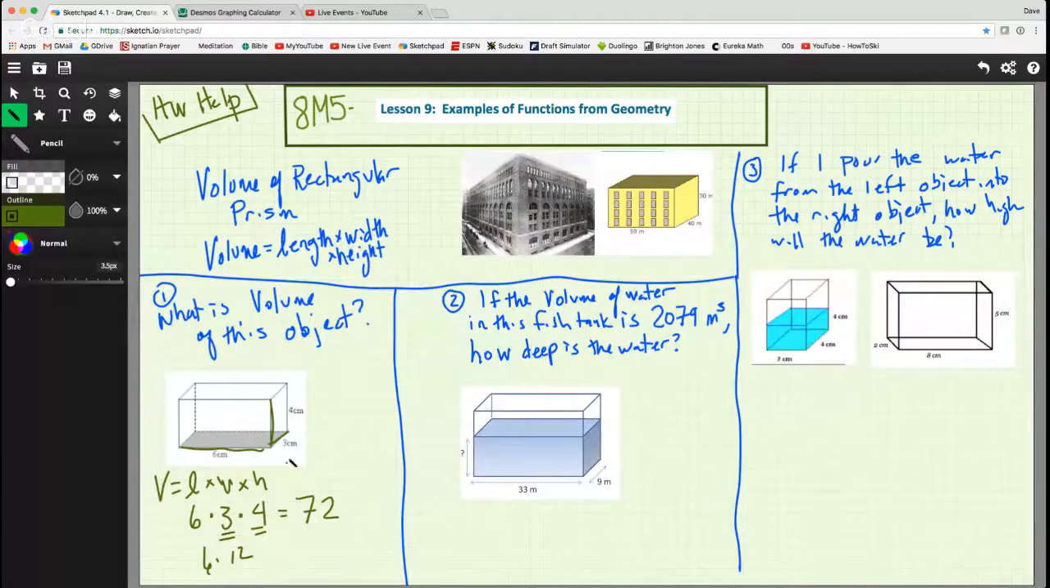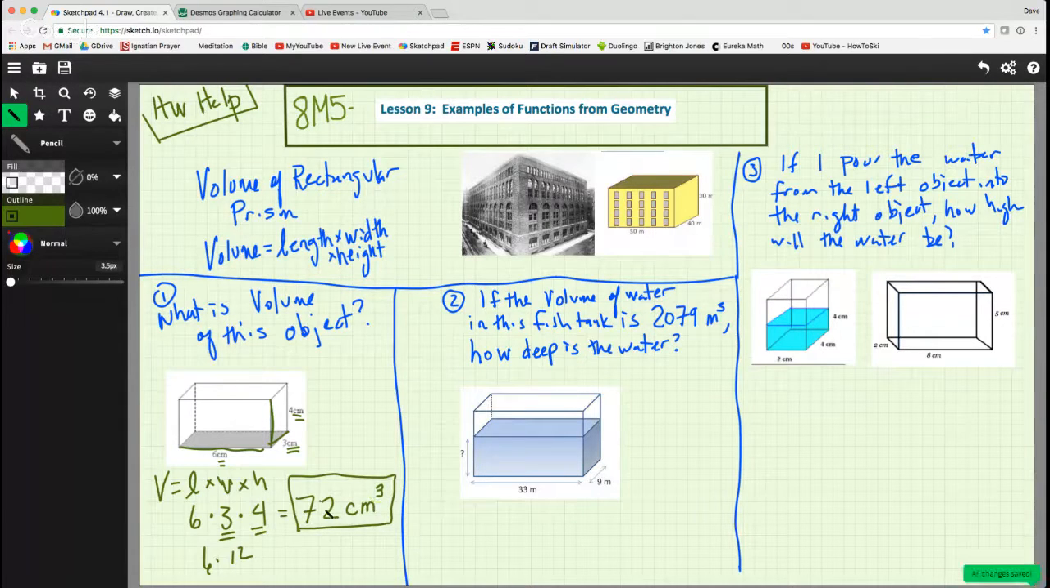Okay, so because each dimension, and this is really important, because each dimension is centimeters, whenever we're doing a volume, we have to write our units. And remember, it's centimeters cubed, or whatever cubed. Volume, your answer is always going to be in cubic units, because you have 3 dimensions. So that's where we get our 3 from here.